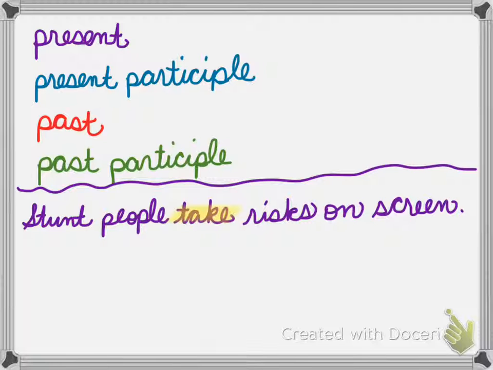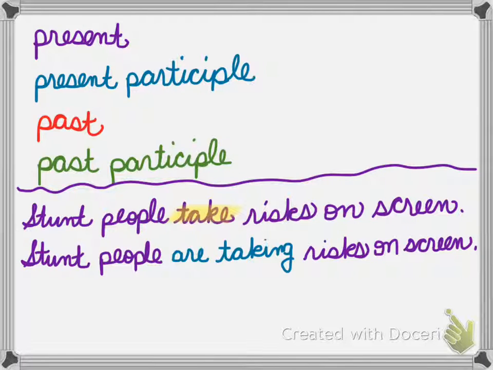Now, if you want to take this sentence and make it using the present participle tense, what you would do is you would add a helping verb and then add an ing to the end of your verb. So your new sentence would look like this. Stunt people are taking risks on screen. So I've gone from my present tense of take to my present participle tense by adding an ing to the verb and adding a helping verb, are taking.